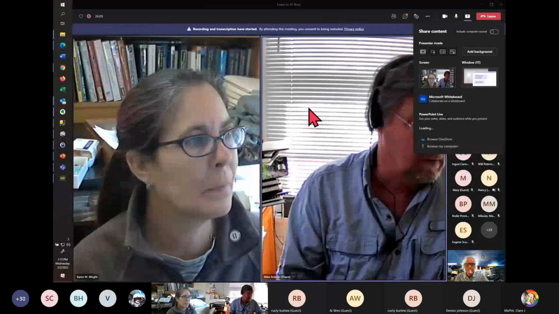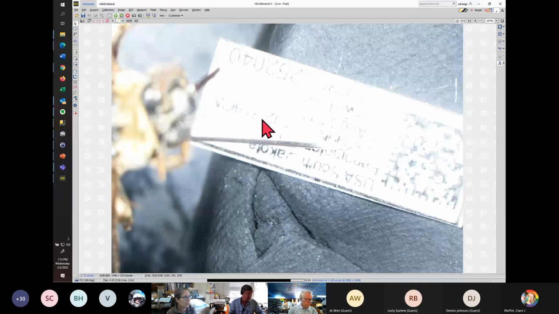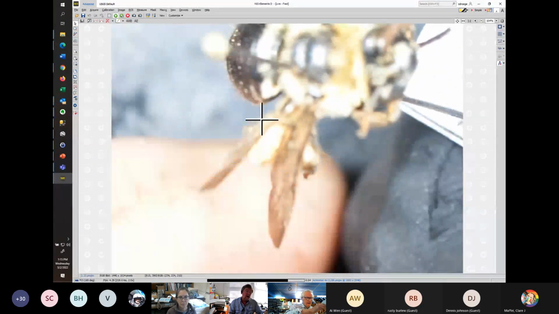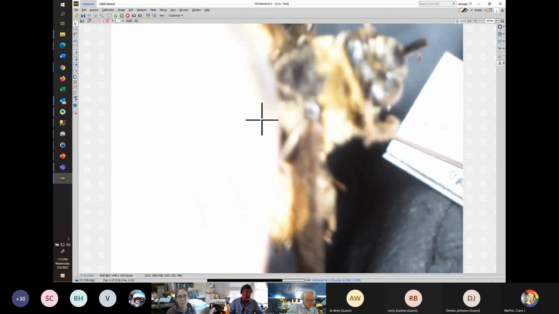And this one has a few good characters in it. The F2 on this species is rather long, which isn't a character that's, there's only a few species that have a longer F2. So that makes it distinctive. I'm going to share my screen now. Yeah, I don't think of females as having a whole lot of antennal characters.